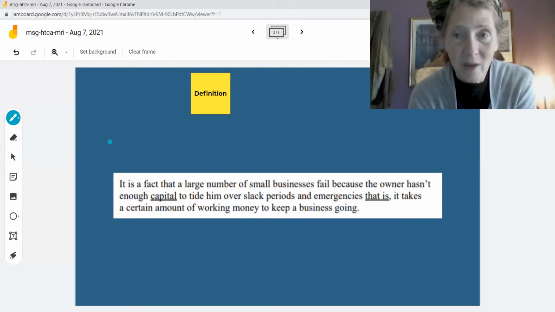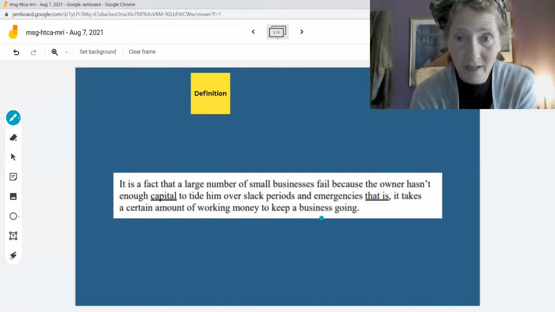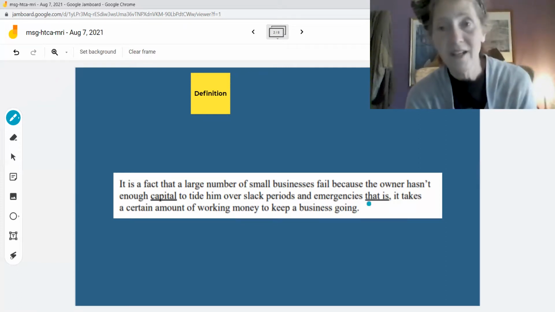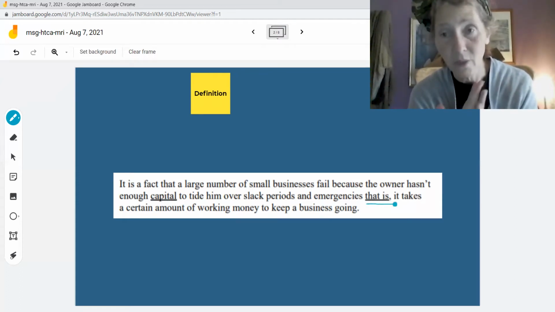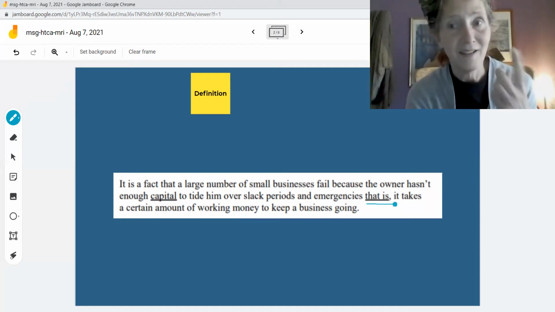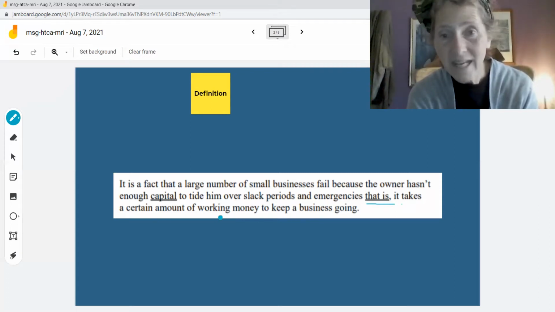Okay, now this is definition because it is telling you what the word means. If you see this phrase here, that is, this is indicating a definition is coming. Okay, so that's a very good clue to look for when you read a passage. If you see anything like that is or thus, it is indicating that they're going to tell you something about the word.